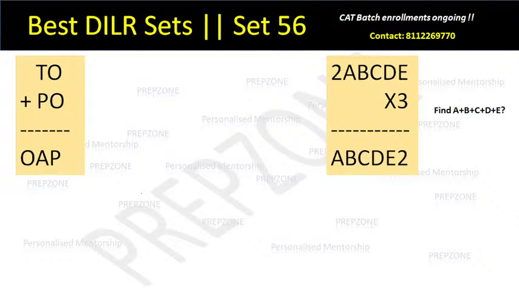So I'll give you maybe 1 minute. Try this first question. The first question is that TO plus PO equals OAP. You need to find the values of all the variables, which are T, O, P, and A. There are 4 variables, right? And this is the equation given to you. Every variable can have a value ranging from 0 to 9, so every variable is a single digit number. You need to decode the values of all the variables. I'll give you a couple of minutes to think, and then we'll discuss, and I'll also discuss how we attempt any sort of crypto arithmetic question.